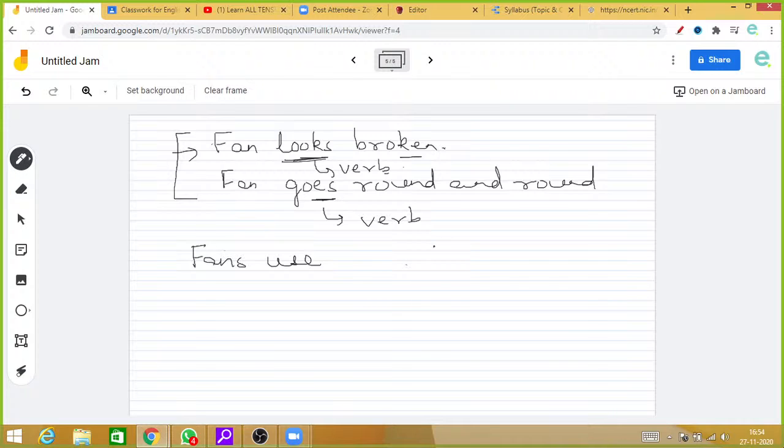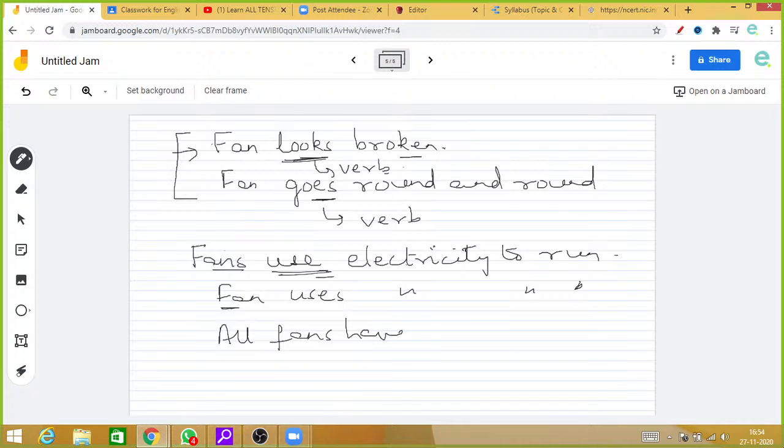Ma'am, I have one more sentence. Okay, but first, have you understood this sentence? Electricity to run. Yes, ma'am. So basically fans use electricity to run. If we were saying fan uses electricity to run, if it was just one. Give me another sentence, Ganesh. All fans have three wings. Oh, very good. All fans have three wings. So this is also a fact.